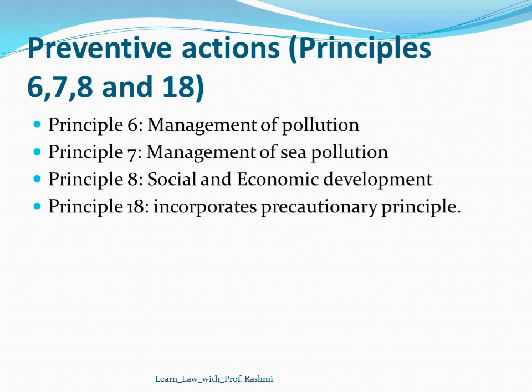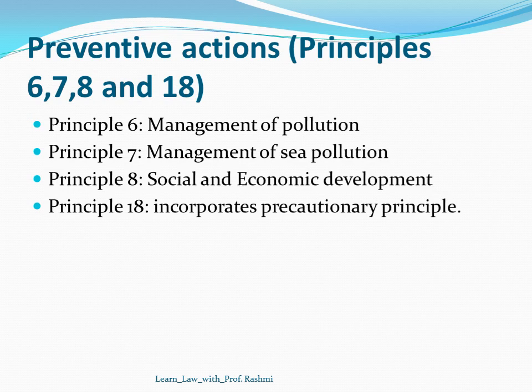So principle 6 is talking about management of pollution. The discharge of toxic substances and the release of heat in quantities that the environment is not able to sustain should be stopped or halted. In order to ensure that serious or irreversible damage is not inflicted upon ecosystems, we have to manage or prevent pollution. So this is basically a precautionary principle which was evolved later.